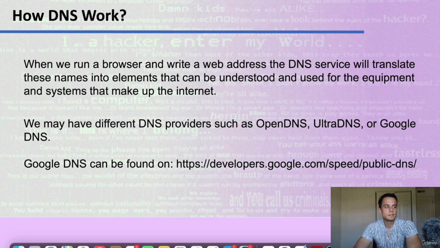The DNS providers are actually pretty different. You can have different DNS providers. They could be, for example, OpenDNS, UltraDNS, the Google DNS as well. And for example, if you want to learn about the Google DNS, you can access the following link and see some information about it. So let's actually do it.